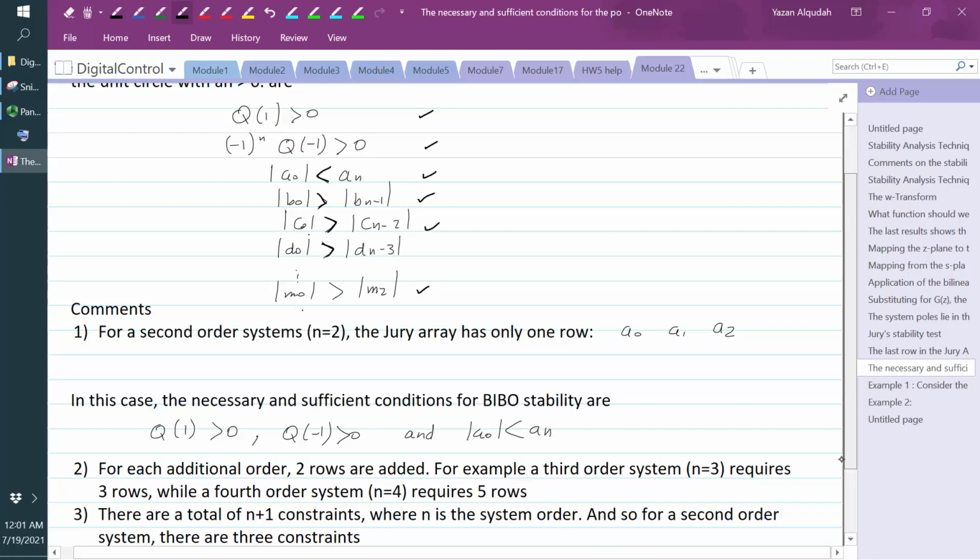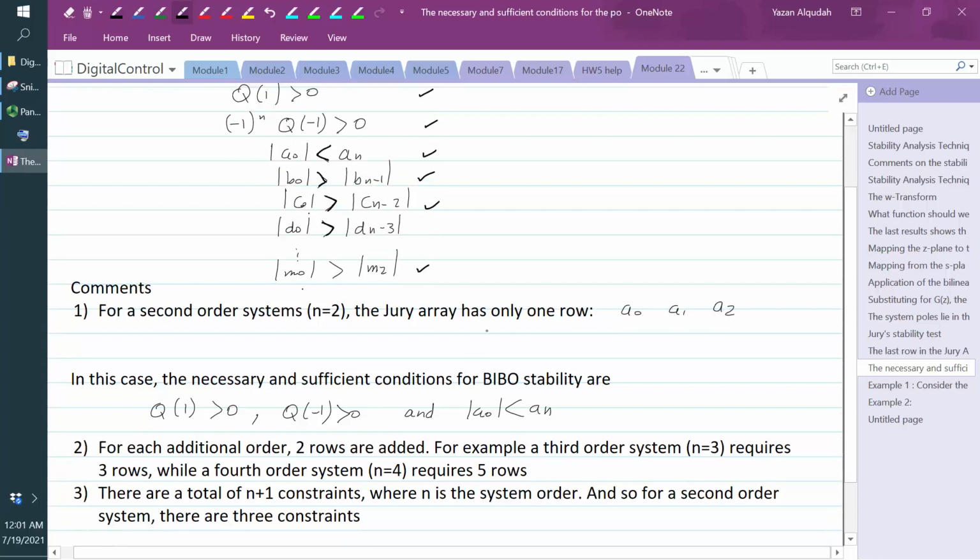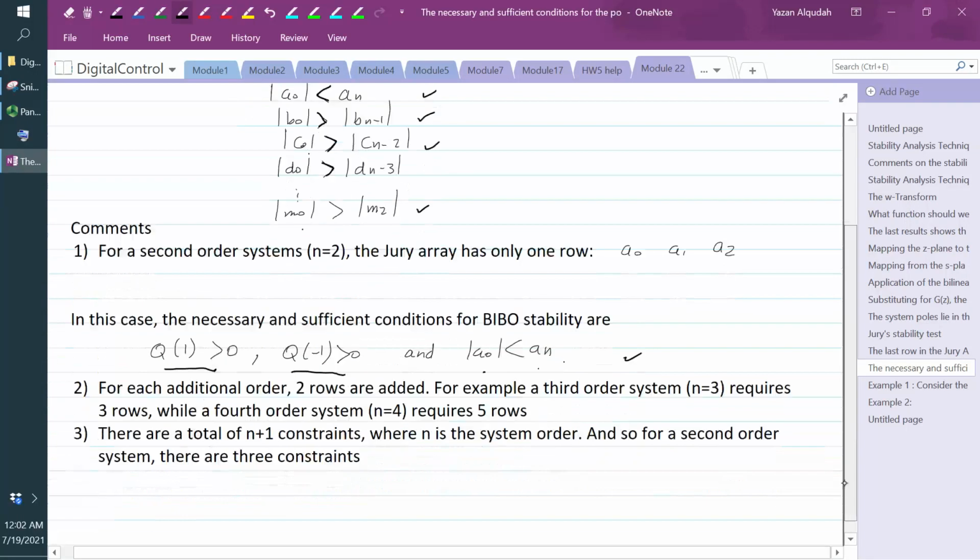Now if we have just a second order system, the Jury array will only have a0, a1, and a2. In this case, the necessary and sufficient condition for bounded input bounded output stability is that Q(1) has to be greater than 0. Negative 1 squared is just a positive 1, so Q(-1) has to be greater than 0. And then the absolute value of a0 has to be less than an. So for a second order system, it is straightforward to determine the stability. If we meet these conditions, this means we do not have any roots outside the unit circle.